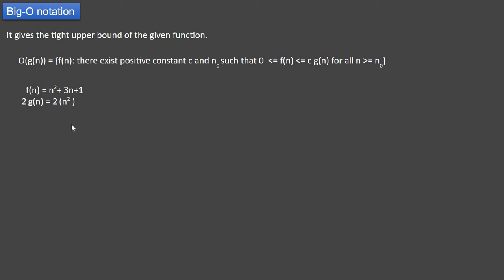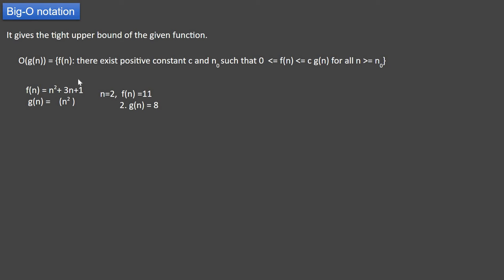Okay, so now I have taken the constant value c, but there is still something missing, which is n naught. So n should be having some different values. So I will start assigning some values to the n. Let's say I start with 2, right?